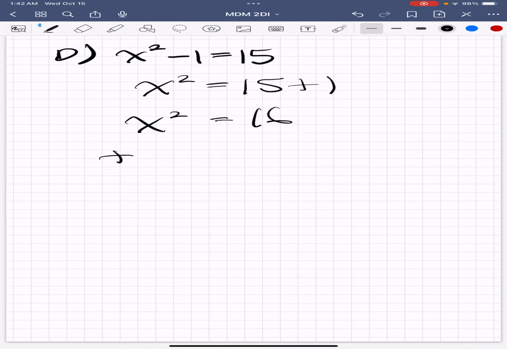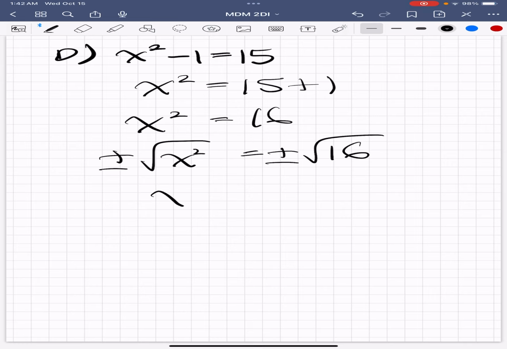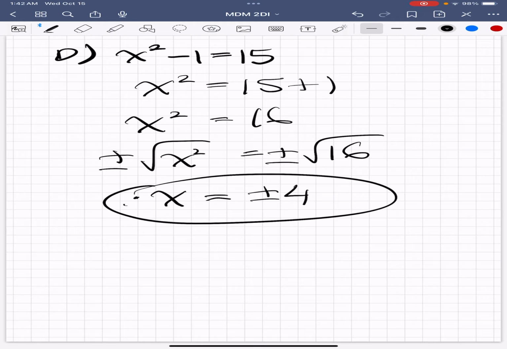Then we take the square root of both sides to get x by itself, to get rid of that power of 2. And then we have plus and minus the square root of 16. Then we have x on its own, and it is plus or minus 4. And that is our answer.